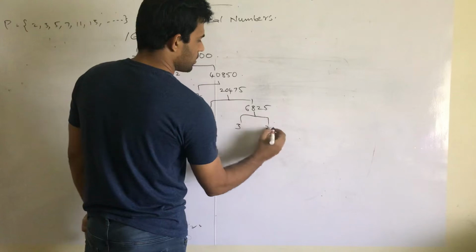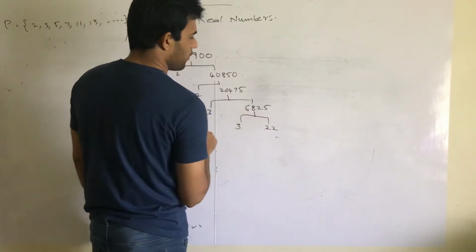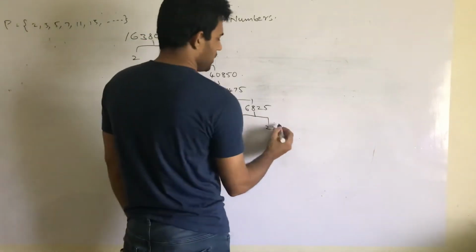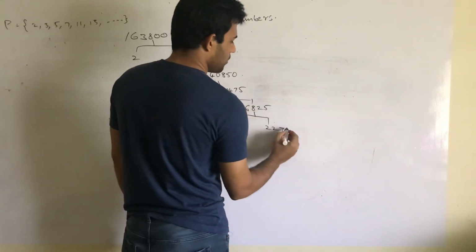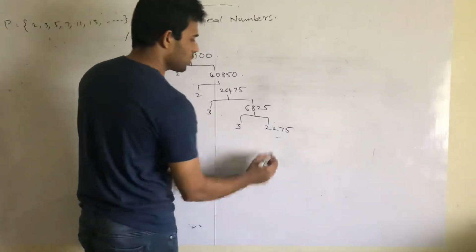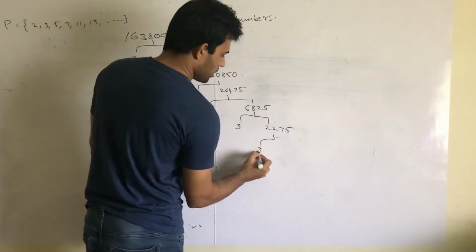3 2 6. 3 2 6. 22 I have. So 3 7s 21. And then I have 15, which is 3 5s. Okay, 2 2 7 5. Let's divide it further with 3.